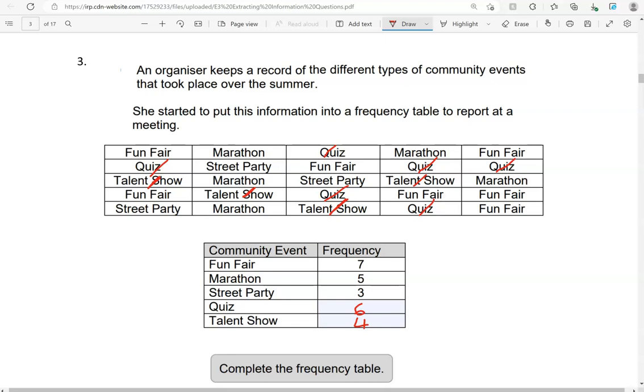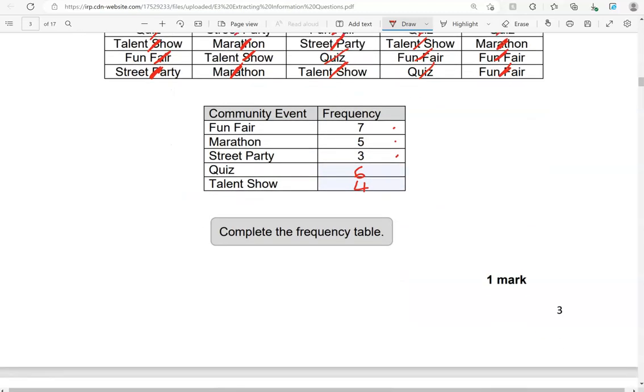If you want to double check that you've done this correctly, you can cross out the rest that you've got. So fun fair, we should have 7, so there we go. 1, 2, 3, 4, 5, 6, 7. Marathon, we've got 1, 2, 3, 4, 5, and a street party, we have 1, 2, 3, and that shows that we've crossed out everything in here, so we must have completed this correctly.